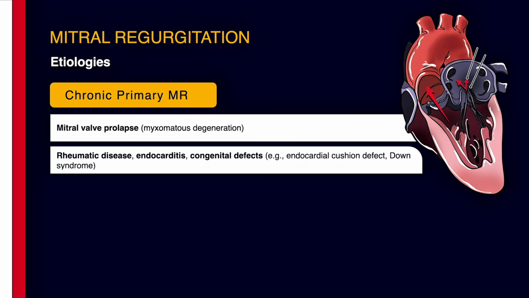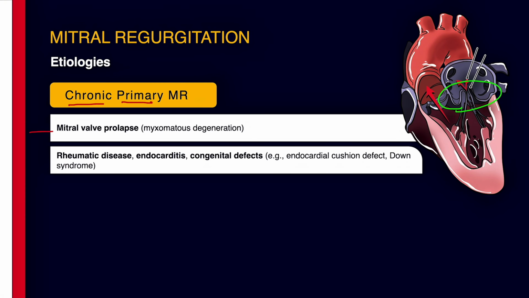Let's proceed. Now let's go over the etiologies of mitral regurgitation. And we're going to split them into chronic primary, chronic secondary, and acute causes, okay? Because they have different mechanisms and clinical implications. In chronic primary MR, the problem lies in the valve itself. You know that something is wrong with the mitral apparatus.